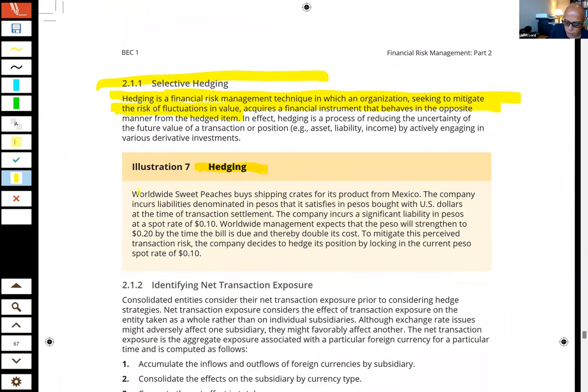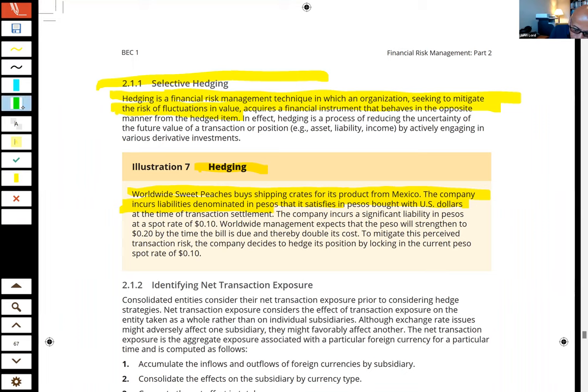So let's take a look at when we would want to use hedging. Worldwide Sweet Peaches buys shipping crates for its product from Mexico. The company incurs liabilities denominated in pesos that are satisfied in pesos bought with US dollars at the time the transaction settles. So I have this liability, I'm going to pay it 30 days from now, and I'm worried that there's going to be some fluctuation to my disadvantage, right?